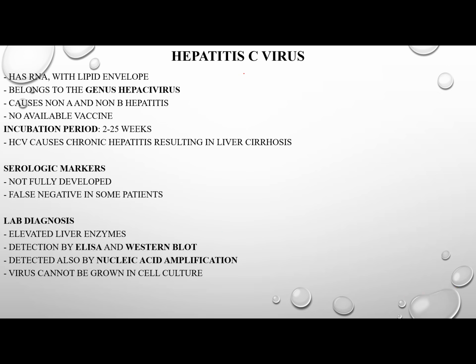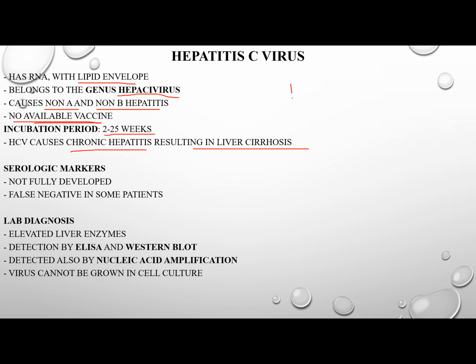Then we have your hepatitis C virus. So this has RNA with a lipid envelope. It belongs to the genus Hepacivirus. Causes non-A and non-B hepatitis. It has no available vaccine. Incubation period is 2 to 25 weeks. It's known to cause chronic hepatitis resulting in liver cirrhosis.